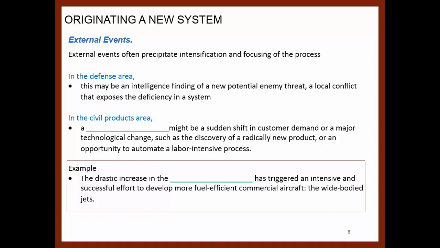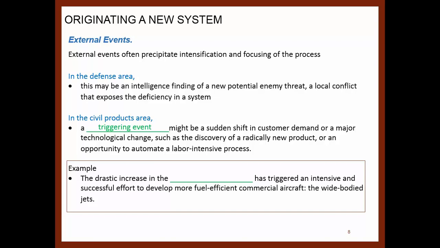In the civil products area, a triggering event might be a sudden shift in customer demand or a major technological change, such as the discovery of a new product or an opportunity to automate a labor-intensive process. So, for instance, I have seen some new applications of technology in conveyors. So conveyors that can by themselves decide where this box or item can go in your supply chain. So you don't need a person distributing or telling the box to go to this place or that place. If you place some of these sensors, the conveyor can actually move.